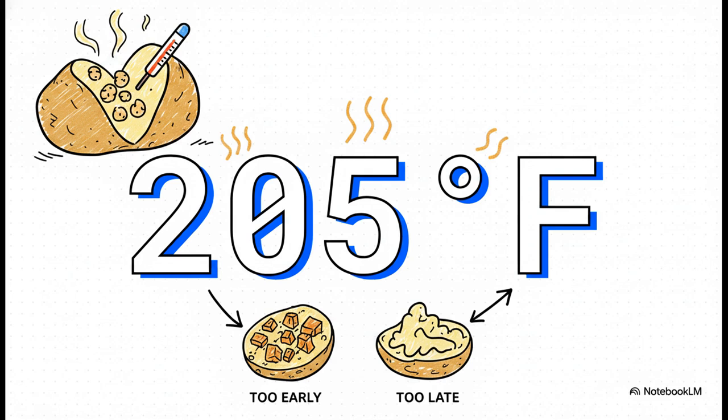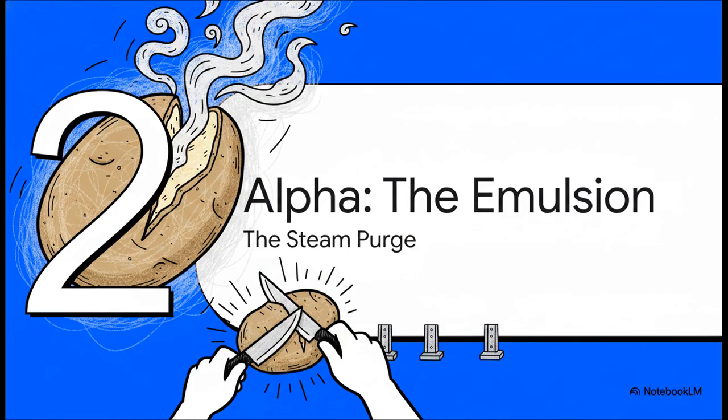Why this number? Because the data shows this is the exact temperature required right at the geometric center of the potato. At this precise thermal threshold, the starch granules inside have fully gelatinized. They are swollen, fluffy, and primed for manipulation. If you pull it too early, the starch is way too rigid. Pull it too late, and you completely lose your structural integrity. The absolute second that geometric center hits 205 degrees, our mission begins.